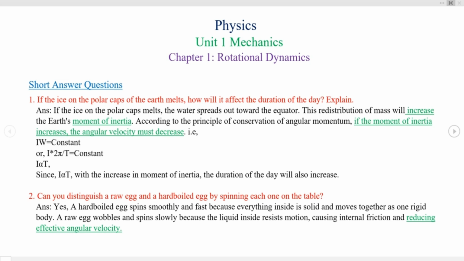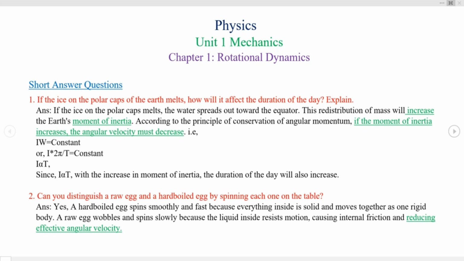The answer for this question will be like, if the ice on the polar caps melts, the water spreads out toward the equator, right? And this redistribution of mass will increase the moment of inertia of Earth. According to the principle of conservation of angular momentum, if the moment of inertia increases, the angular velocity must decrease. That is, I omega equals constant.